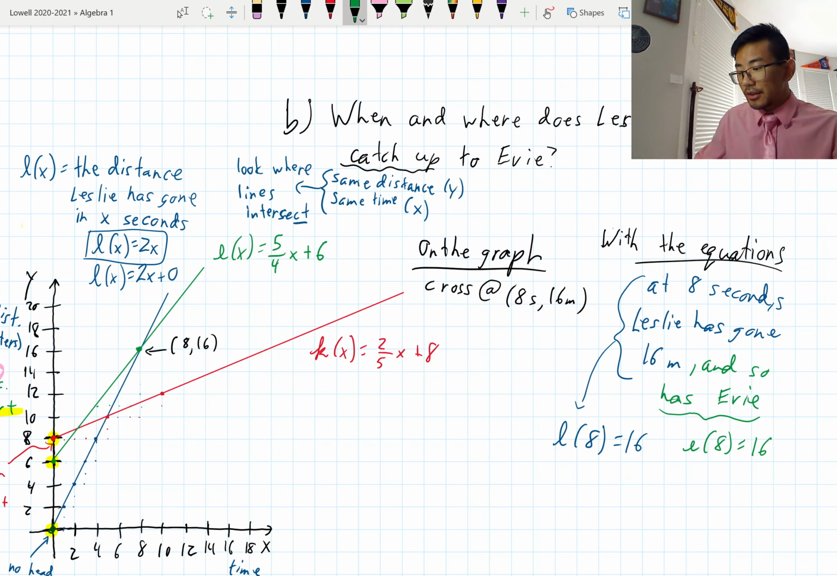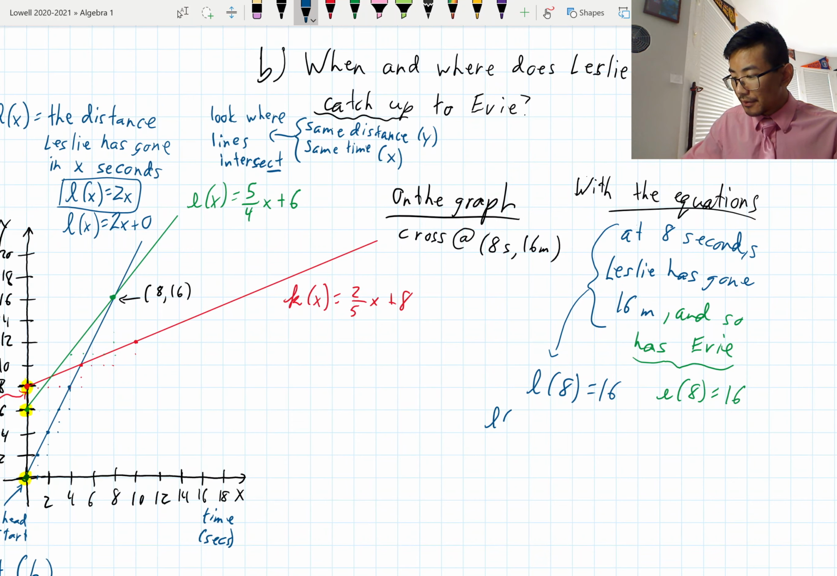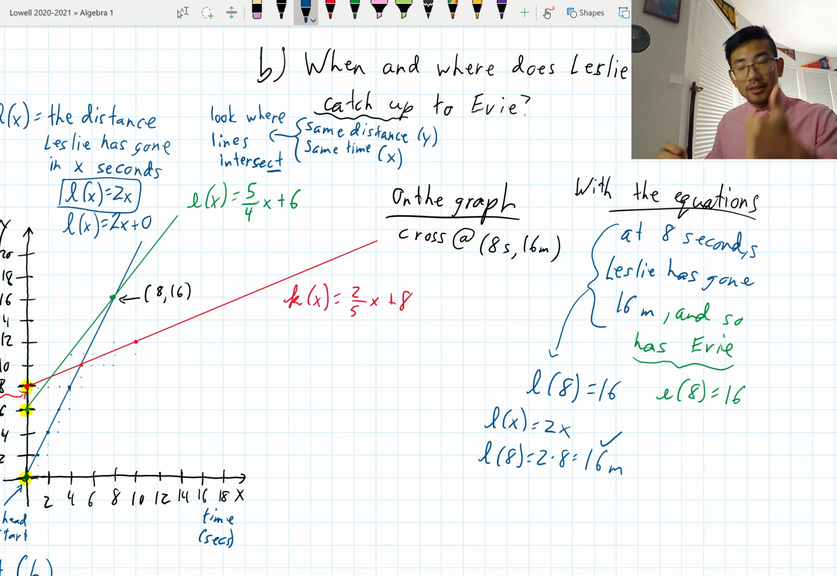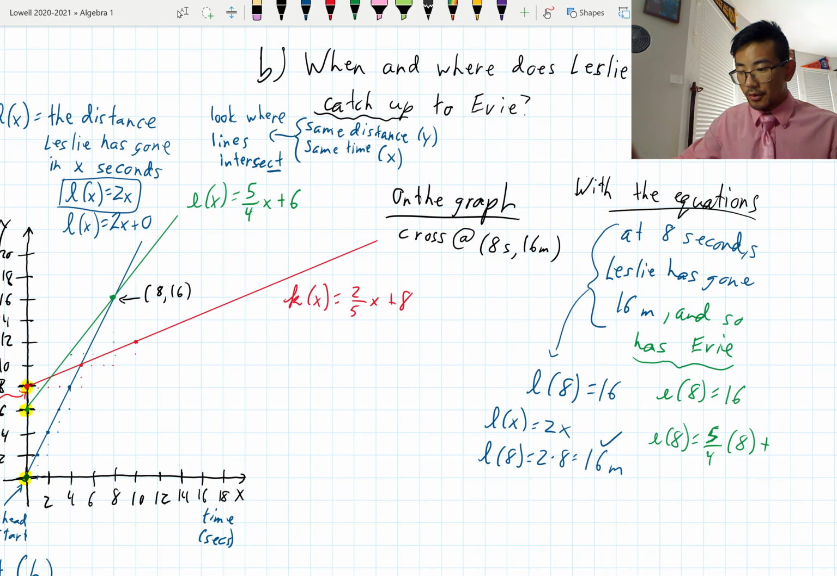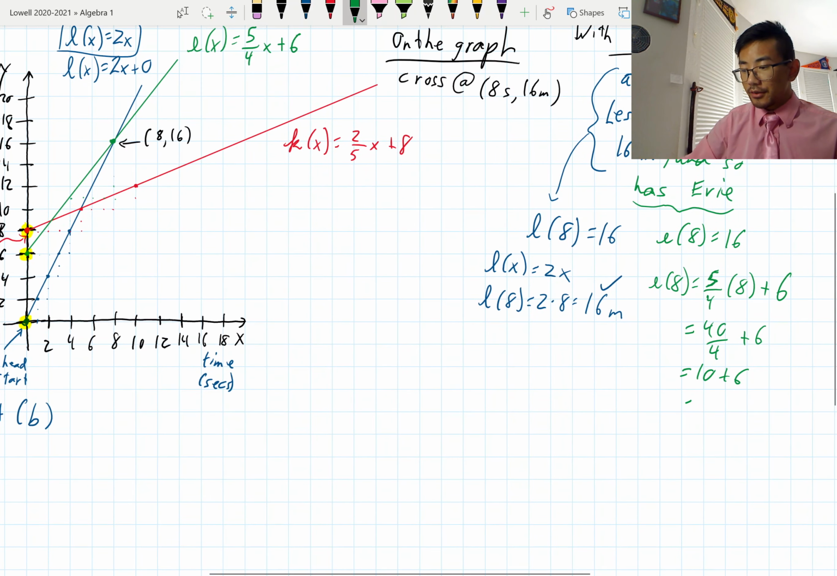So let's double check. Remember, L of x is 2x. And so if I plug in 8, L of 8 equals 2 times 8, which is 16, again, 16 meters. Check. And then for E, E of 8, that'd be 5/4 times 8, plus 6. Now we can clean this up. That would be 40/4, which is 10. And so 10 plus 6 equals 16.